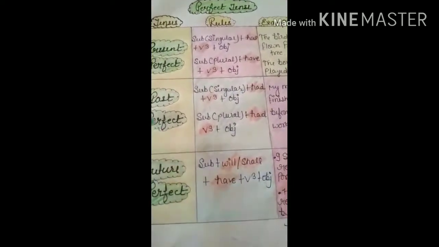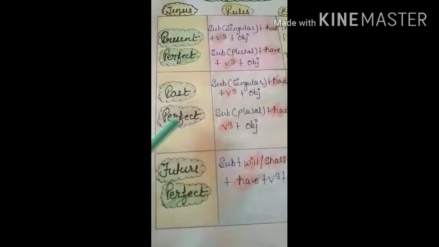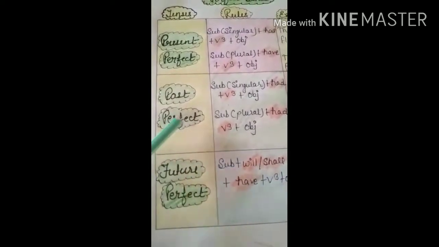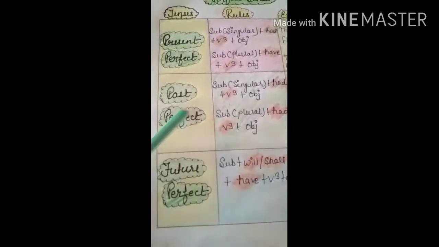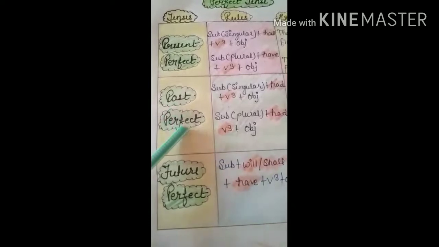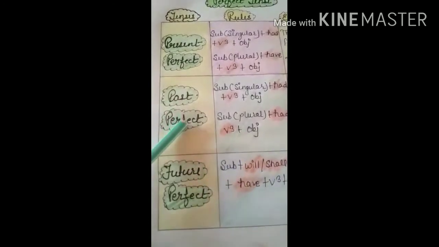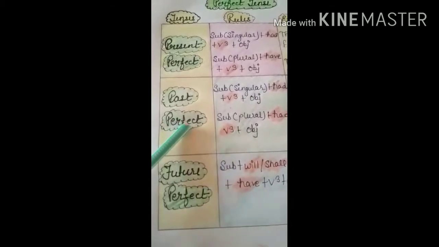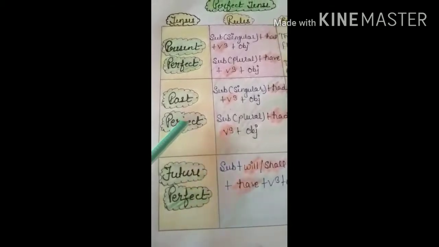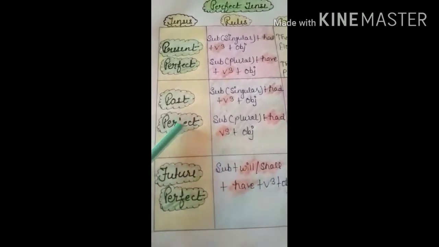Students, next one is past perfect tense. Students, we use this tense when we are talking about two or more actions, both of which happened in the past, and we want to show which of them happened first in the past. Means both the actions happened in the past, but we want to show which of them happened first in the past. I'll explain with an example.